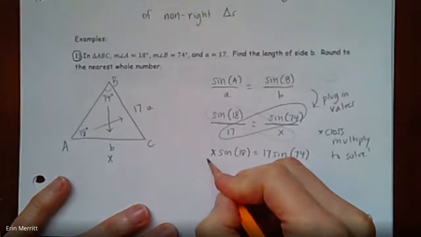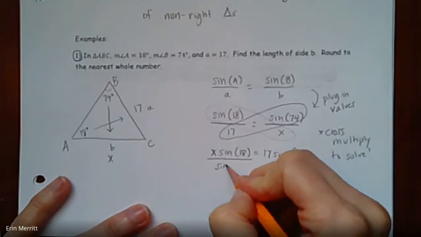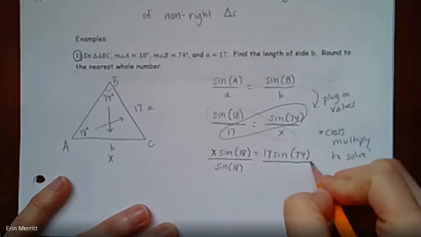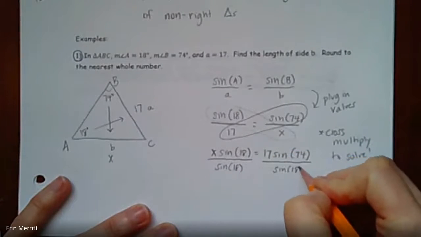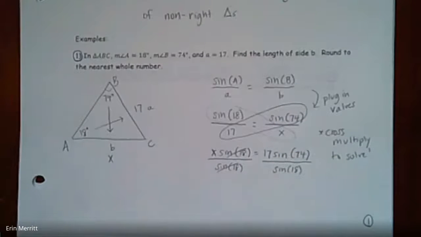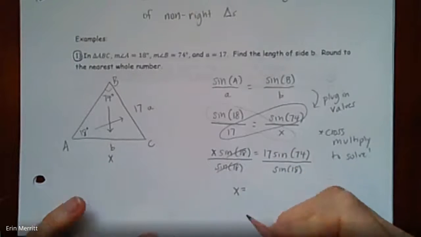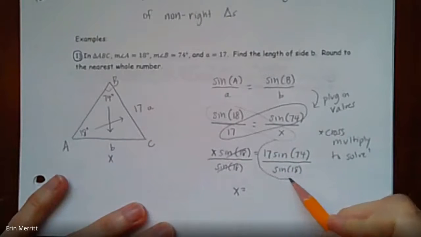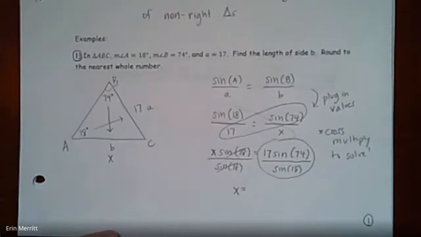So to get x completely alone, divide now by that sine of 18, so that part would cancel out. And now I'm going to the calculator with that whole expression.